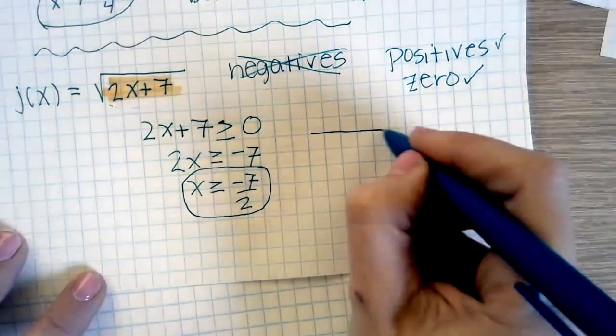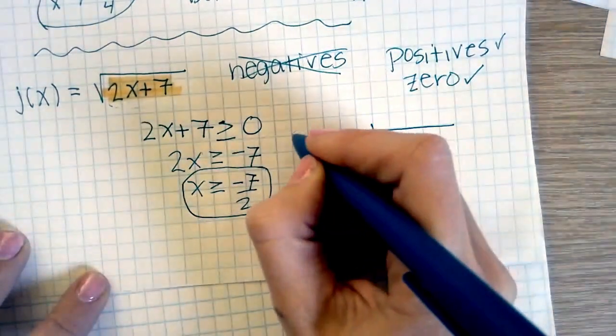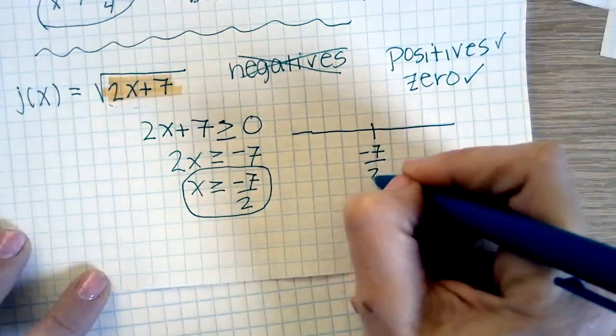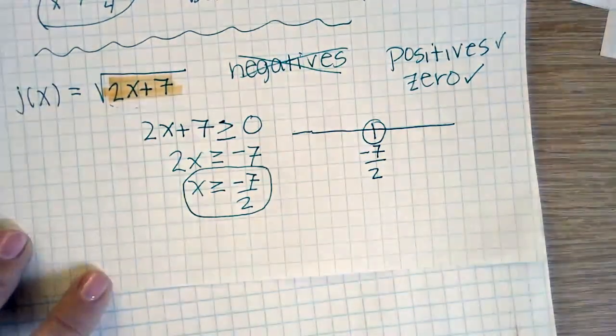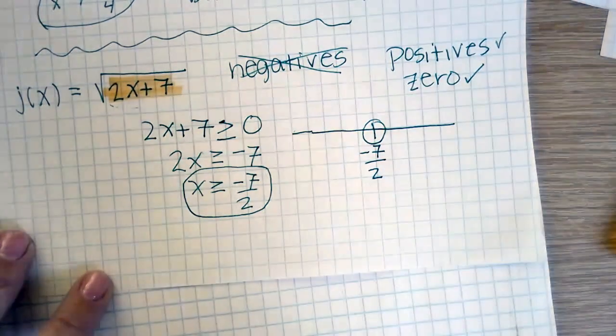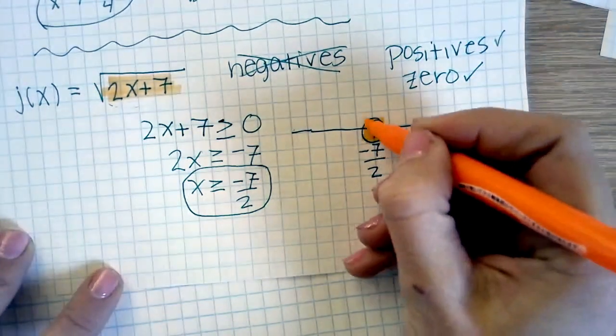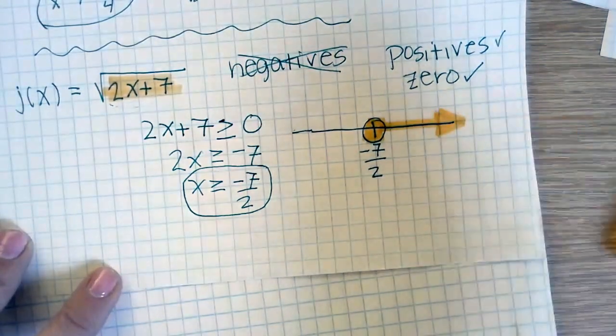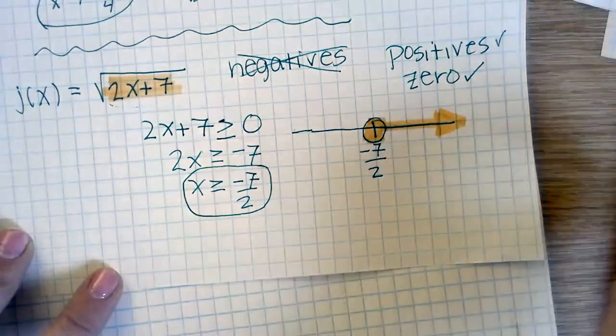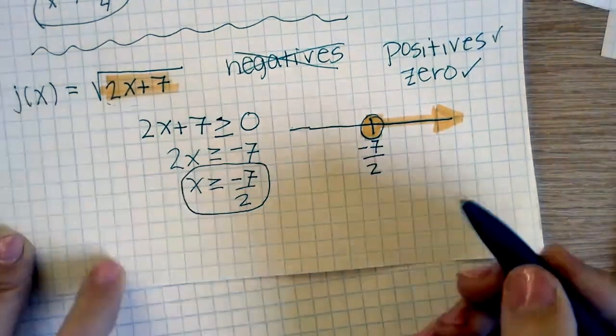Now, maybe before you do your interval notation, you do a number line. I'm a big fan of the number line. Here's negative 7 over 2. Which way do we shade? Greater than or equal to negative 7 over 2. To the right. Equal is colored in. Greater, that's all that way. What's the solution? This is our domain. We're just connecting.